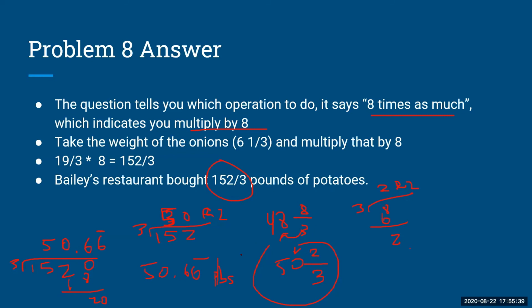Which in real life, you obviously wouldn't say that. You would probably round it up to 50.67 pounds of potatoes, which then you just round to 51 pounds of potatoes, or even 50 pounds of potatoes. So yeah, any other questions?